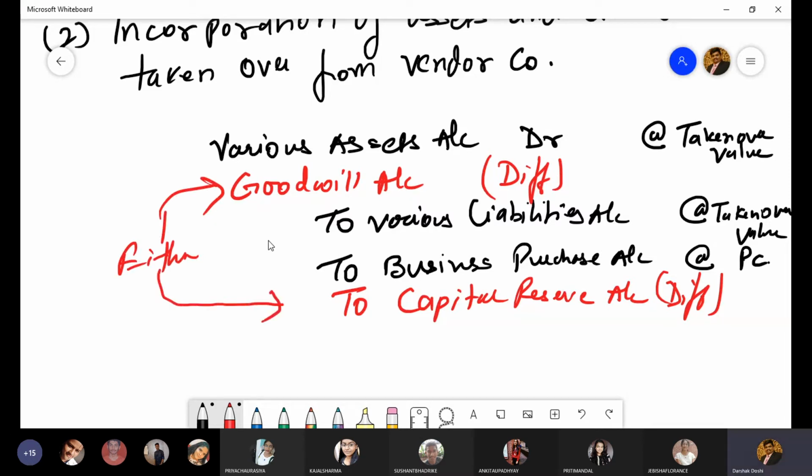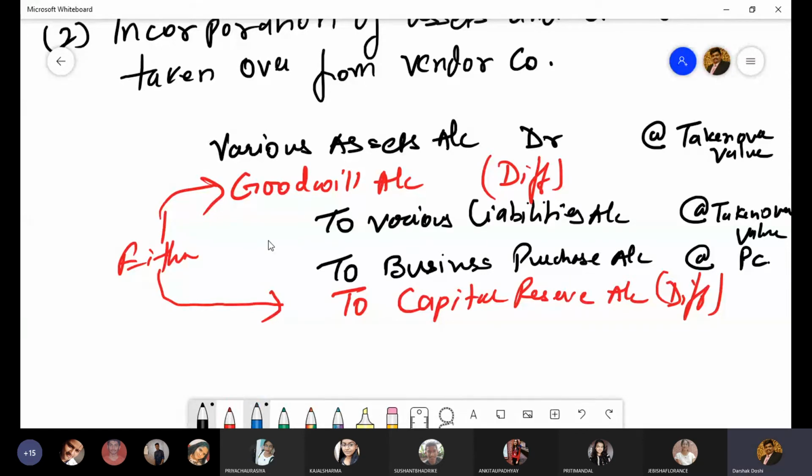You will have either goodwill or capital reserve. You cannot have both. In the entry, either you will have difference on the debit side or you will have a difference on the credit side. If it is on the debit side, that means you are paying more. That's a loss for you and goodwill account should be debited. If you are paying less, that's a profit for you. The profit is capital in nature, so it goes to capital reserve account.